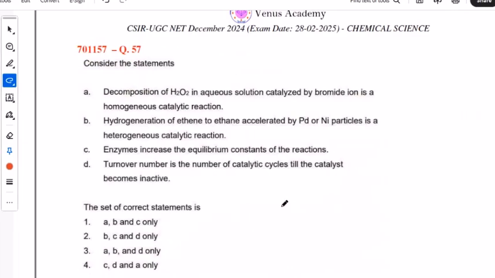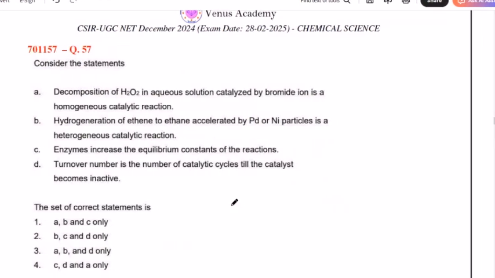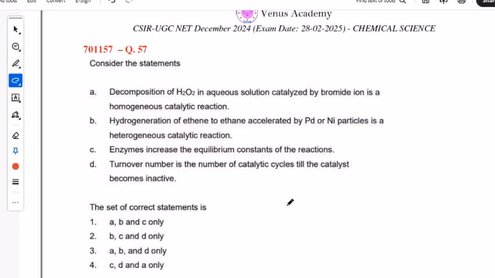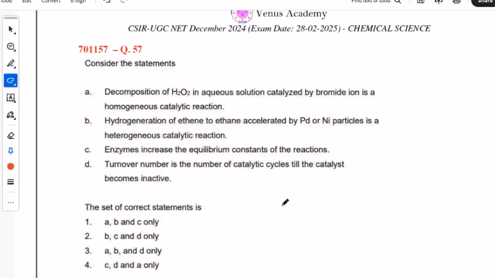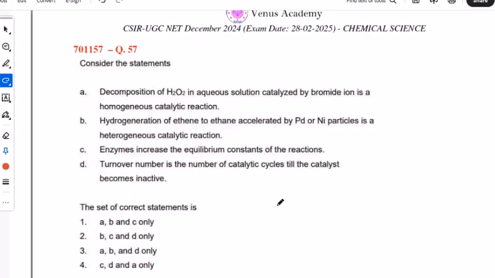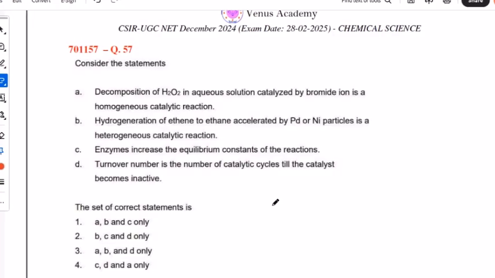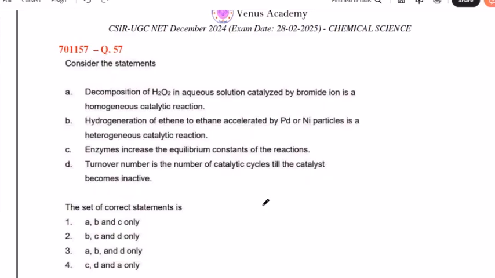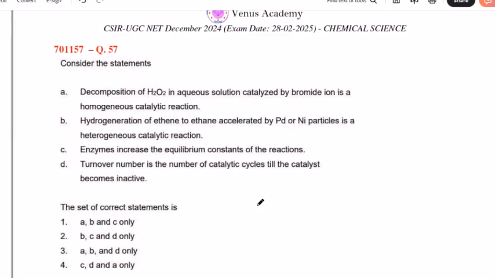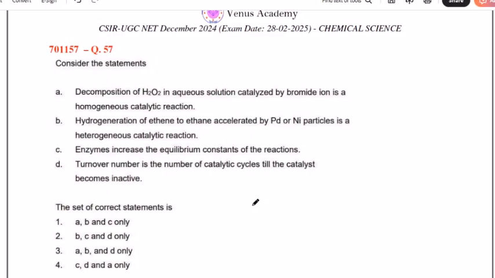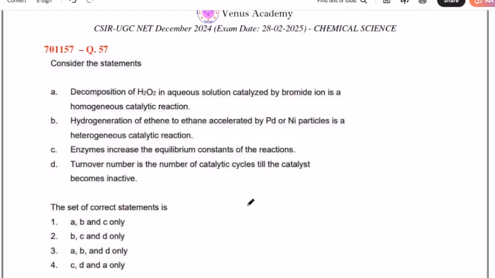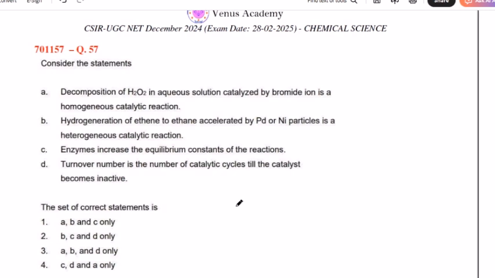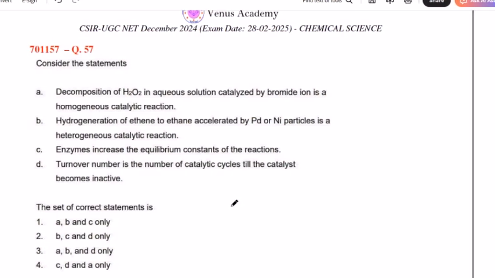Next, question number 57. Consider the following statements. Statement A. Decomposition of hydrogen peroxide in aqueous solution catalyzed by bromide ion is a homogeneous catalytic reaction. Statement B. Hydrogenation of ethene to ethane accelerated by palladium or nickel particles is a heterogeneous catalytic reaction. Statement C. Enzymes increase the equilibrium constants of the reaction. So this is going to be wrong, right?